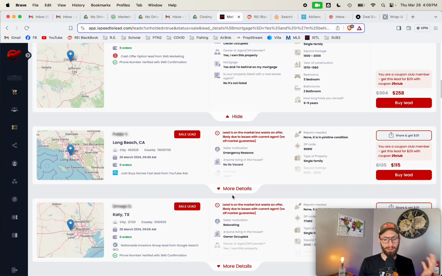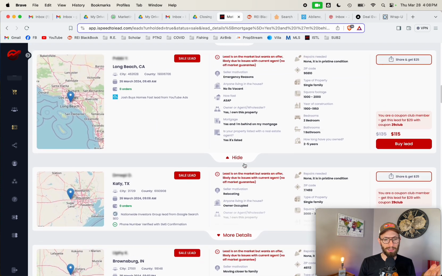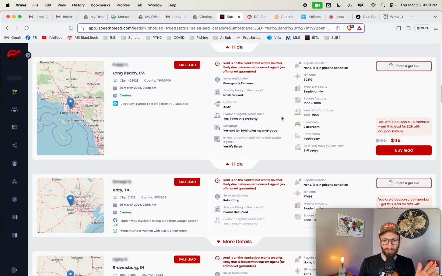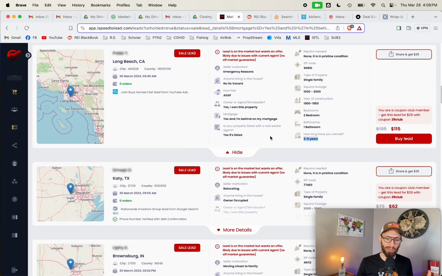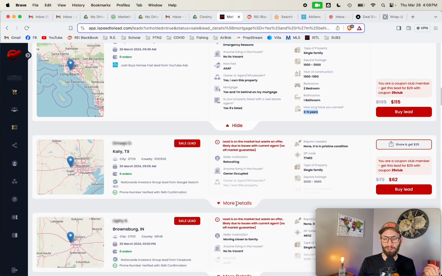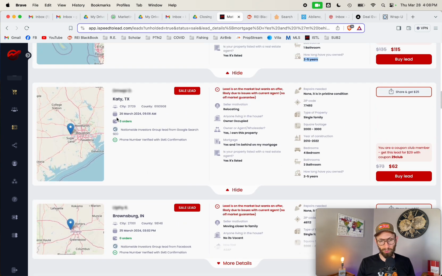So we can just keep going down and we can just take a look at all these leads. This one in Long Beach, California. Now it's California, I'm not going to buy there, but they've only owned it 2 to 5 years. The less time they've owned it, the higher the chance that they don't have much equity. So if they're behind on payments and they don't have much equity, then it could make a fantastic Sub2 deal, like this one in Katy, Texas, for example.